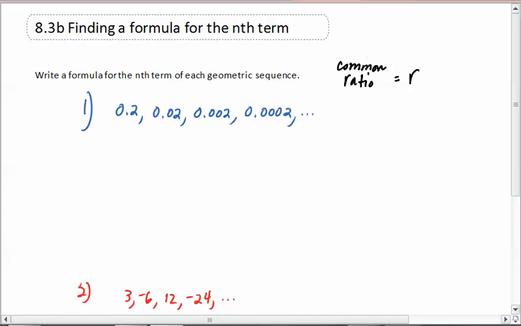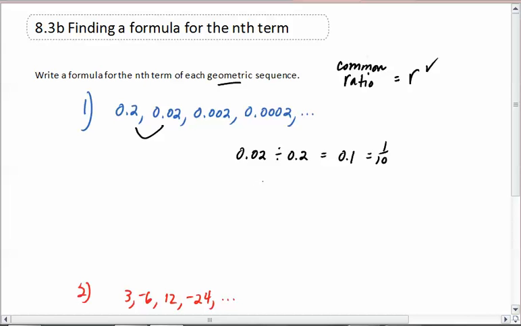So let's take a look at this first one. I know that it's geometric, so I know that it does have a common ratio. Let's find out what that is. I'm going to look from here to here, and let's see if I can figure out what they're multiplying by. It looks like they're multiplying by a tenth. But if I'm not positive, here's what I can do. I can take the second one in line, divide it by the first one in line. Second term divided by the first term, and that gives me 0.1, which is the same thing as a tenth.